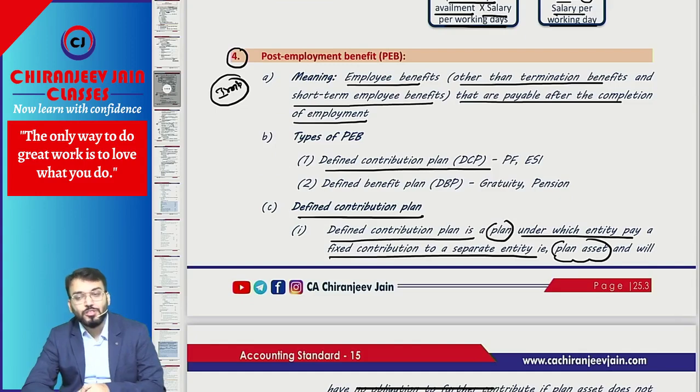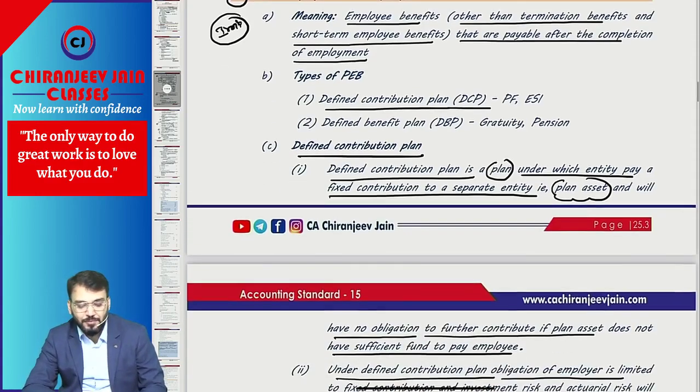Then we came to post-employment benefit. Post-employment benefits are those employment benefits that are payable after the retirement of the employee, that is, after completion of employment. For accounting purposes, there are two types of post-employment benefit: one is defined contribution plan, the other is defined benefit plan.